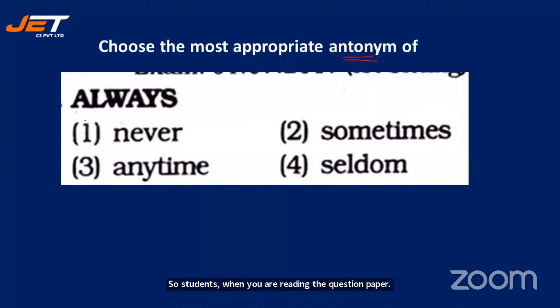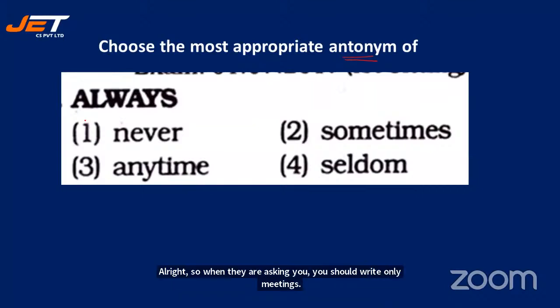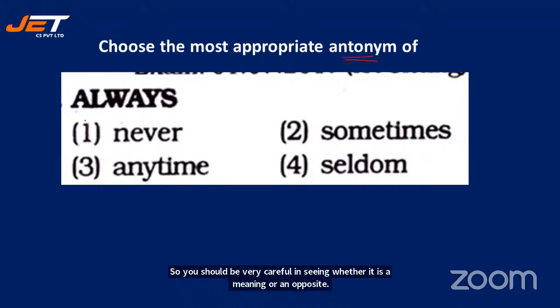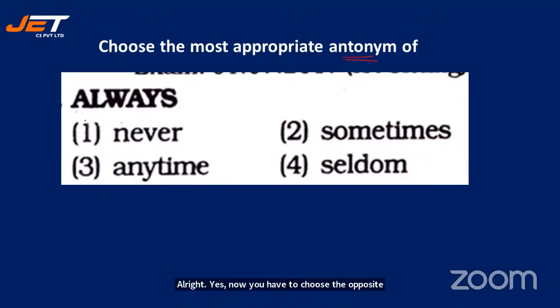All right. So when they are asking you synonyms, you should write only meanings. When they are asking you antonym, you should write only opposites. So you should be very careful in seeing whether it is a meaning or an opposite. All right. Now you have to choose the opposite. It's a very simple word.